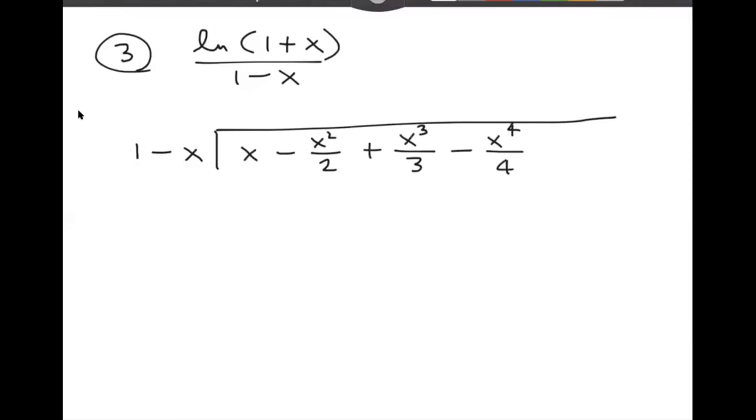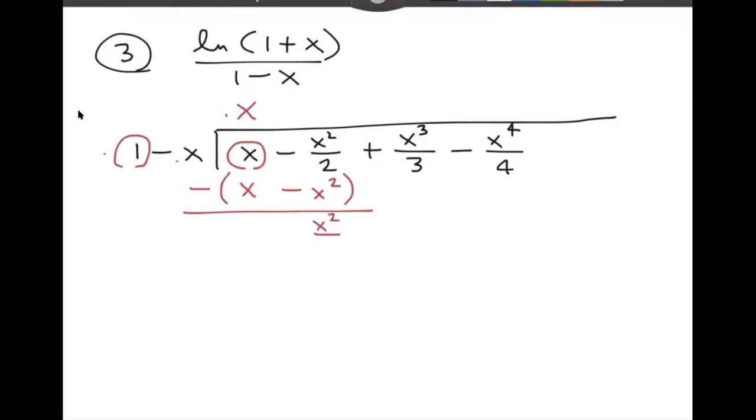All right, so as soon as I get 4 non-zero terms in my quotient, I'm going to stop. Here we go. So first question, how many times does 1 go into x? The answer is x. X times 1 is x. X times minus x is minus x squared. And then I'm going to subtract the whole thing. X minus x cancels. X squared over 2 plus x squared is x squared over 2. Now I'm going to bring down the rest of these terms. Some people bring them down just one at a time. I like to bring them all down so I don't lose them. And then just repeat the process until you get 4 terms in the quotient.